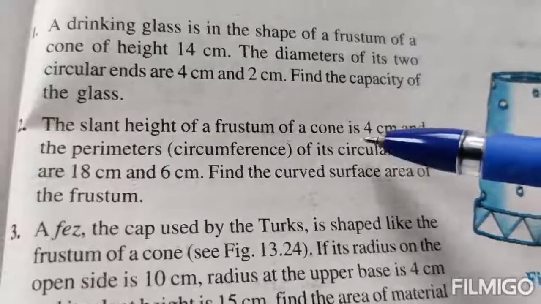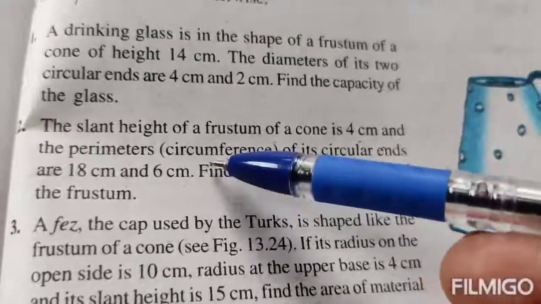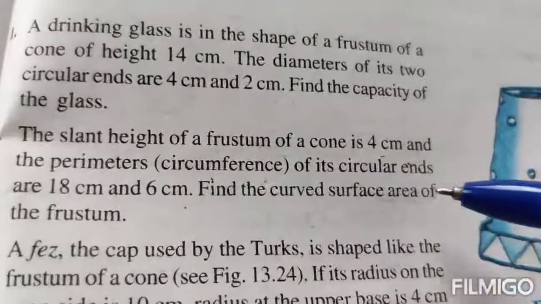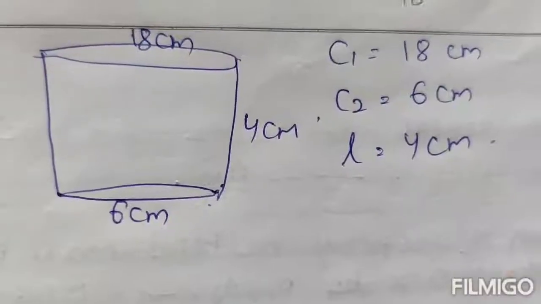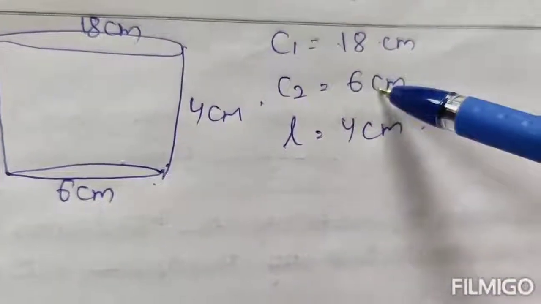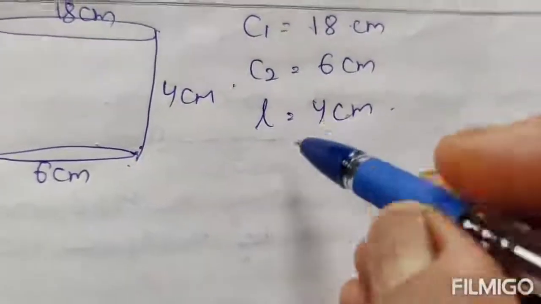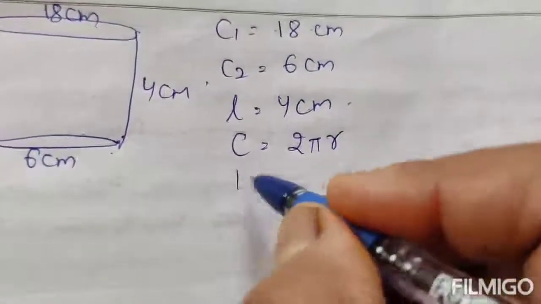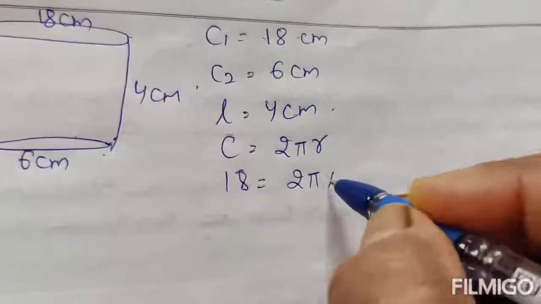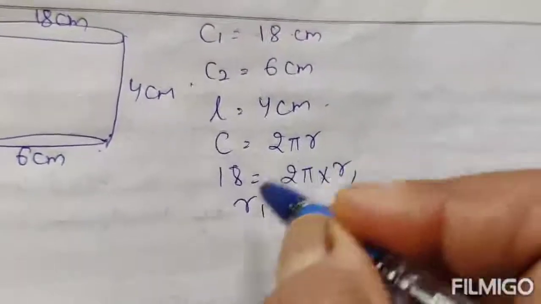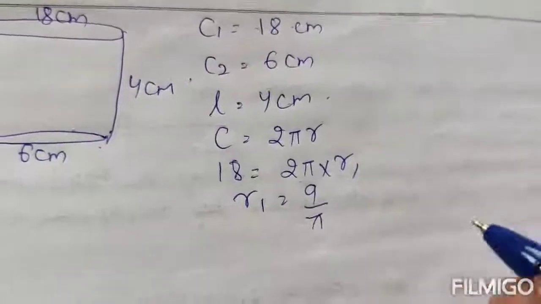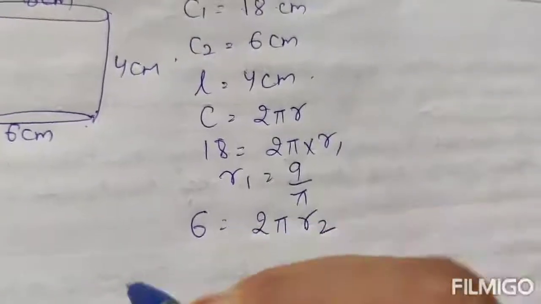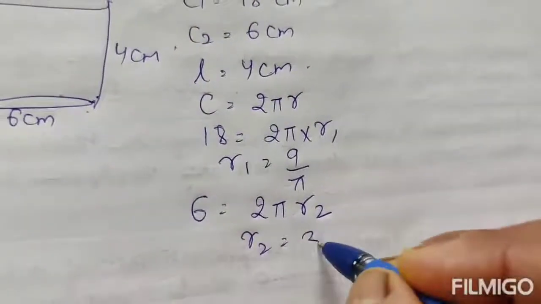Question number 2. The slant height of a frustum of a cone is 4 cm and the perimeters, it means circumferences, of its circular ends are 18 cm and 6 cm. Find the CSA of the frustum. C1 is 18 cm, C2 is 6 cm, and the slant height L equals 4. The circumference equals 2 pi r. It means 18 equals 2 pi into r1. Here r1 equals 9 upon pi, since 2 nines are 18. Similarly, 6 equals 2 pi r2. Cancel 2 with 3, so r2 equals 3 upon pi.